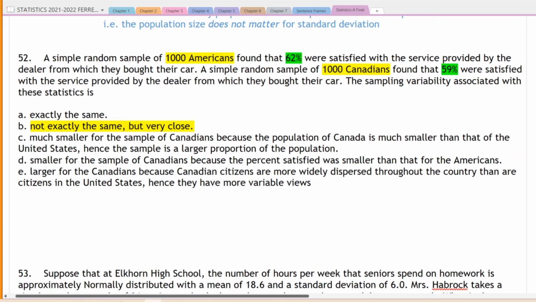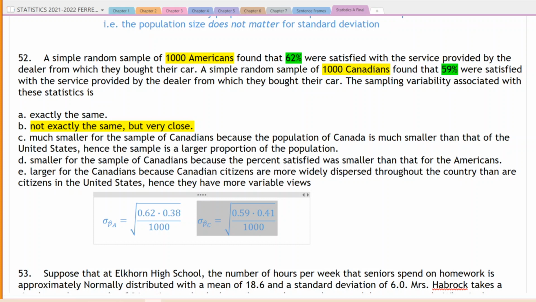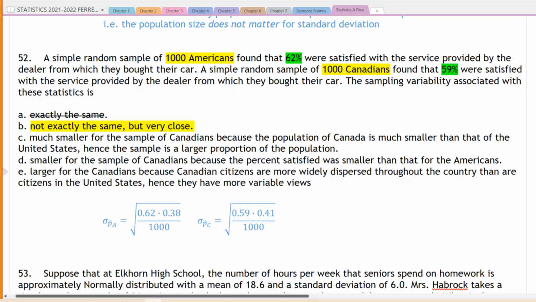So let's see the other choices here. We have exactly the same, so maybe we should do a little bit of calculating. Actually, let's go back to A. Let's calculate these standard deviations since this one is saying exactly the same for letter A. As I'm writing out these two standard deviations, we have the standard deviation for the sample proportion for Americans, that's 0.62 multiplied by 0.38 in the numerator. And the same thing for Canadians, we get 0.59 multiplied by 0.41. So we can see that they're actually not exactly the same. They're really close, but not exactly the same. So we can cross that out.